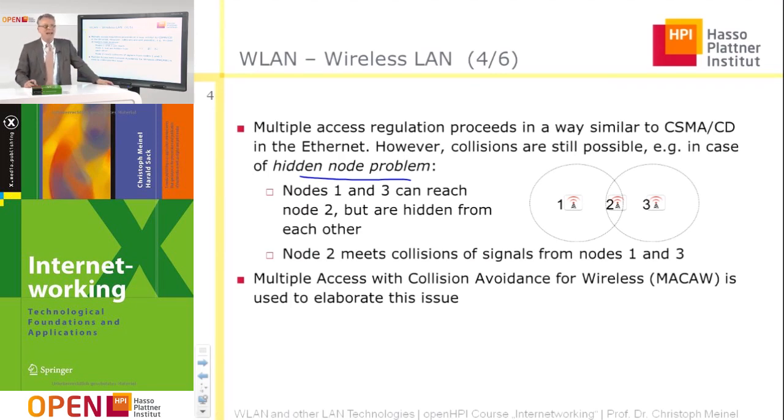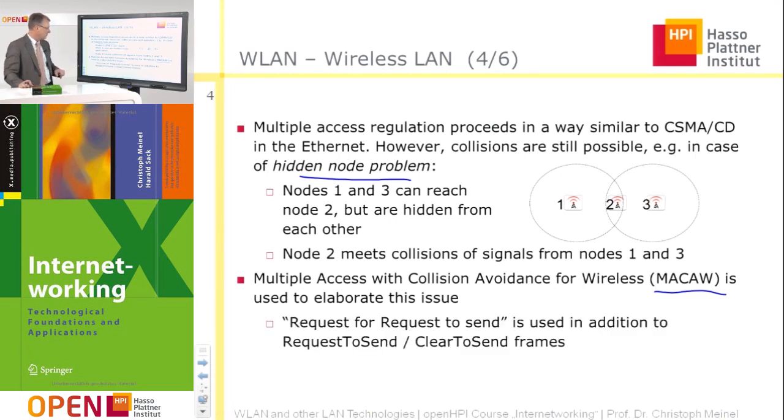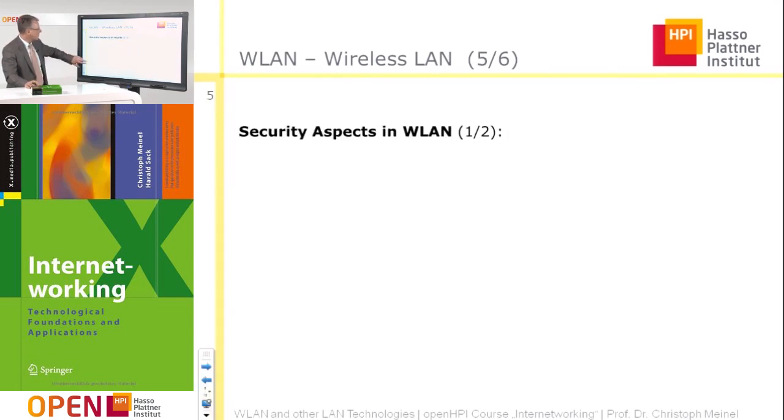So here we have the multiple access with collision avoidance for wireless, MACAW, and this is exactly used to address this issue. Here the idea is that a request to send is used in addition to the request to send and clear to send frames in the Ethernet technology. Now we have to discuss some security aspects in wireless local area networks.